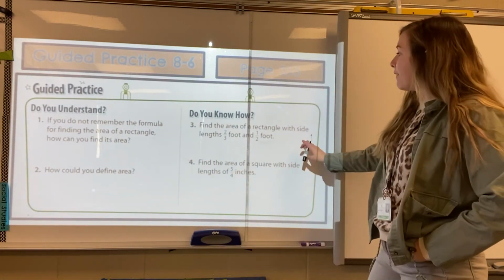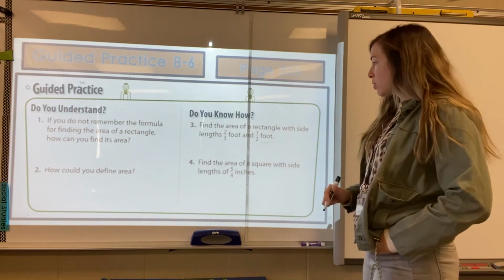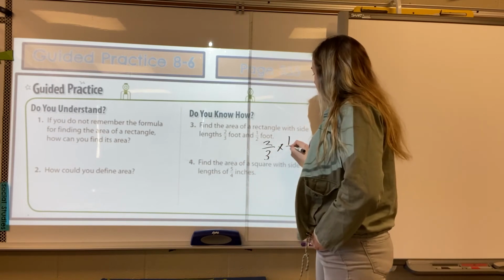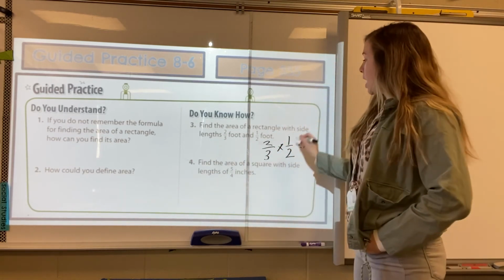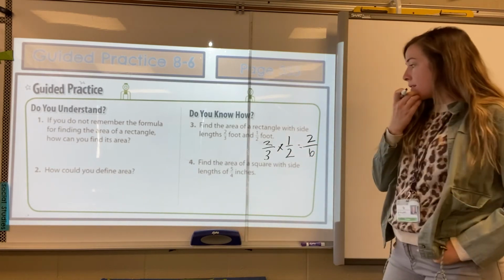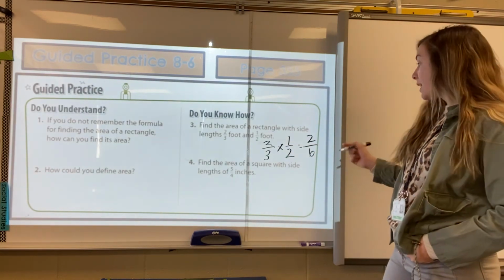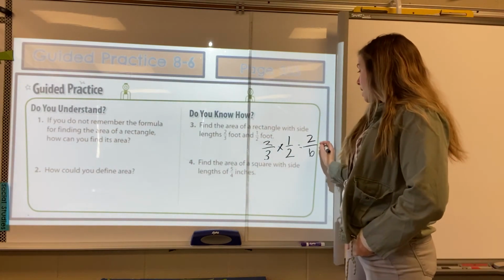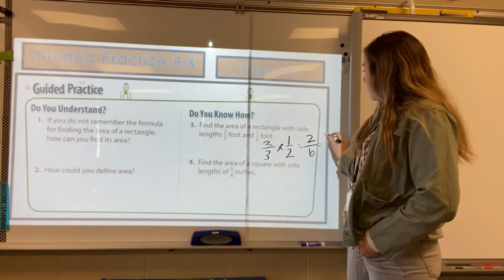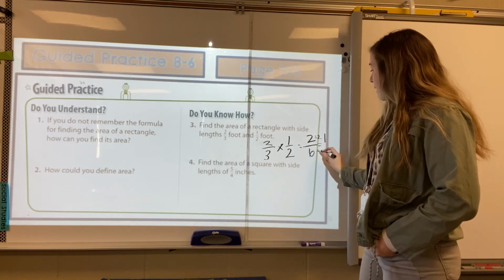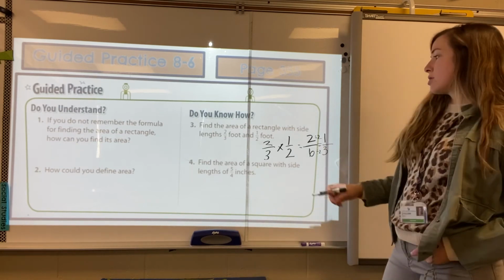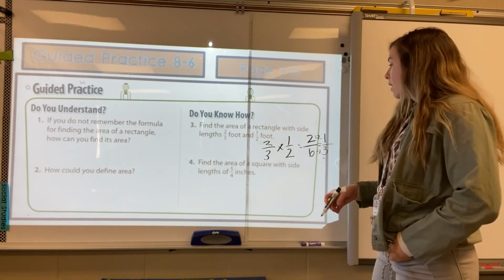Let's find the area of a rectangle with side lengths of 2/3 foot and 1/2 foot. So we're going to take our 2/3 times 1/2. 2 times 1 is 2. 3 times 2 is 6. Now, can I simplify that? Yes, I can. 2 is divisible by 2, and 6 is divisible by 2. So if I do 2 divided by 2, I get 1. 6 divided by 2, I get 3. So my final answer reduced down would be 1/3.